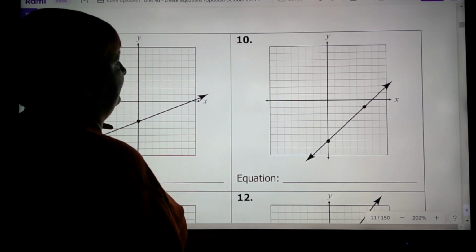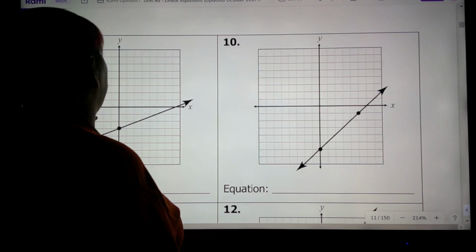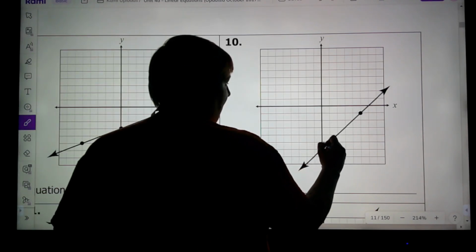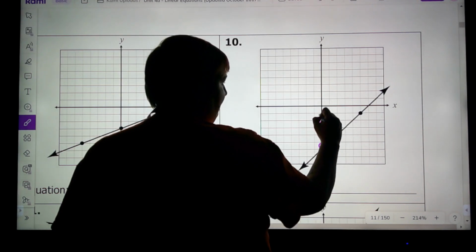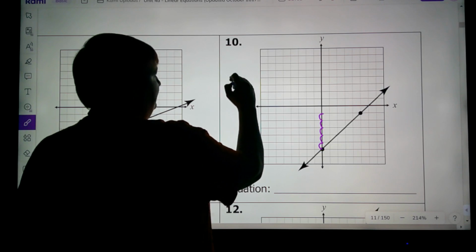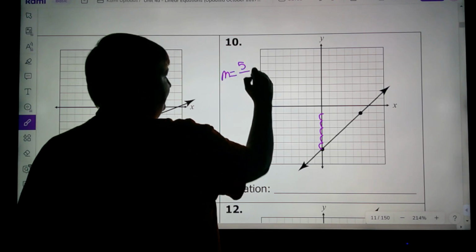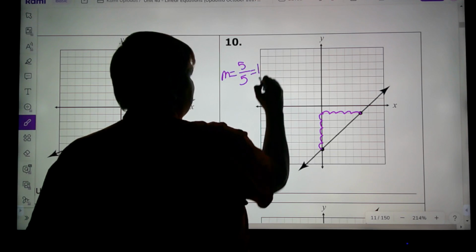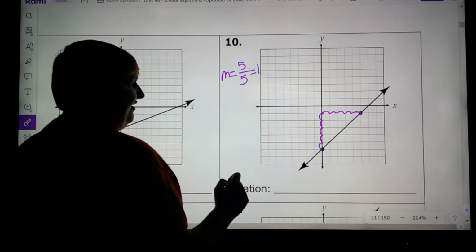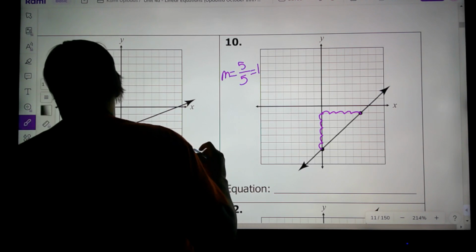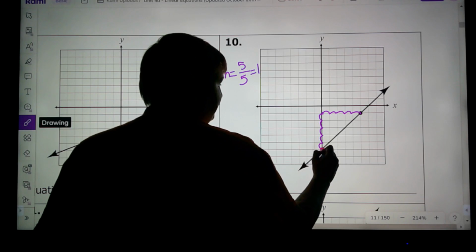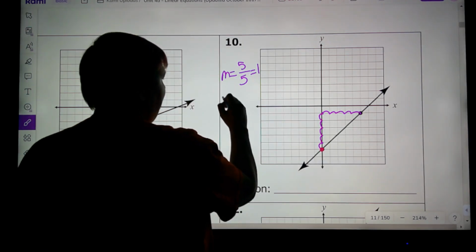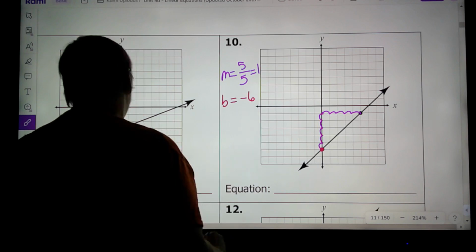All right, again. Find the slope. 1, 2, 3, 4, 5. So my m is 5. 1, 2, 3, 4, 5. 5/5, which is 1. Simplify. Remember to simplify the slope. And my y-intercept, it intercepts right here, and that's 1, 2, 3, 4, 5, 6 down. So my b is -6.